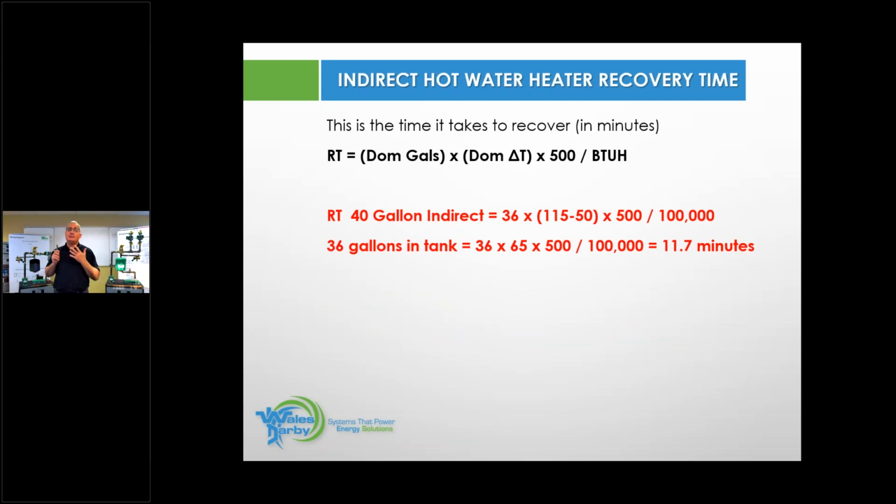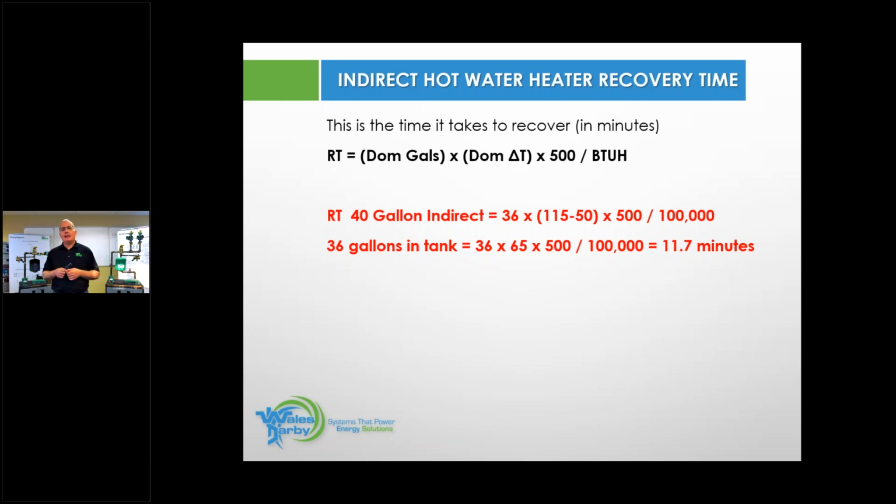This is really cool. Take a screenshot of this. This is a big deal for you when you have problem jobs where people are saying, I don't have enough hot water. This isn't working for me. So it says RT is recovery time equals domestic gallons times domestic delta T times 500 divided by BTUH. Okay, whoa, what does all this mean?